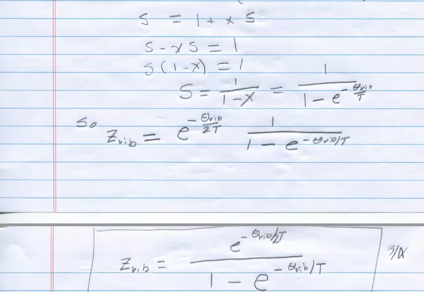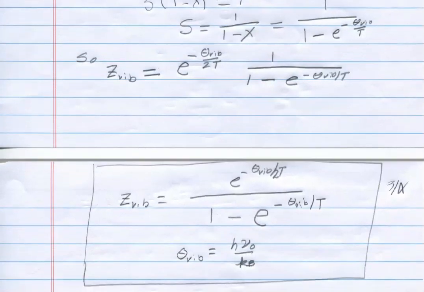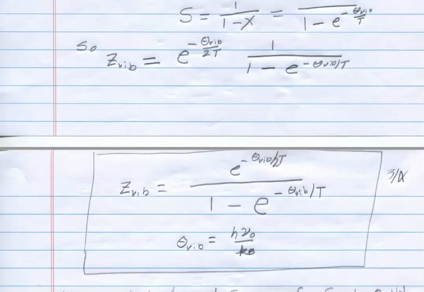You see it written in several ways, I suppose, and don't be surprised if you see it written in slightly different ways, but this is the form that I'll probably use most: the vibrational temperature over 2T on top, and 1 minus e to the minus theta vibration over T on the bottom. And then, of course, the vibrational temperature is h nu naught over kB.